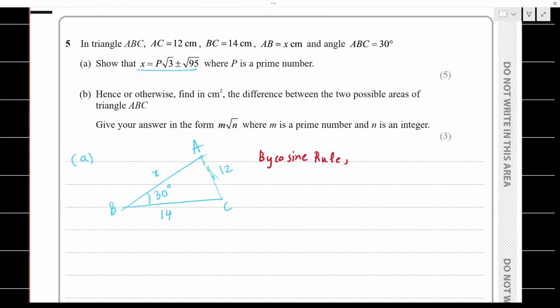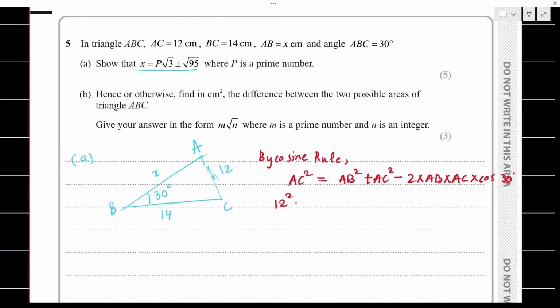we can write that AC square, the opposite side squared, is equal to the addition of the squares of the adjacent sides. The adjacent sides are AB and AC, minus 2 into AB into AC into cos of angle 30. This is our cosine rule. Using the cosine rule, we can use all the information and find an equation that relates all of those in a single expression. So this can be used to find out a value for x.